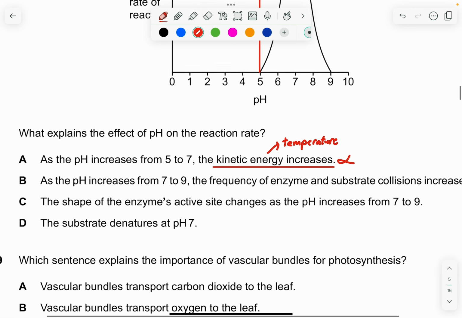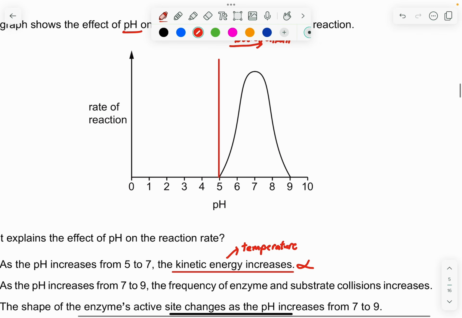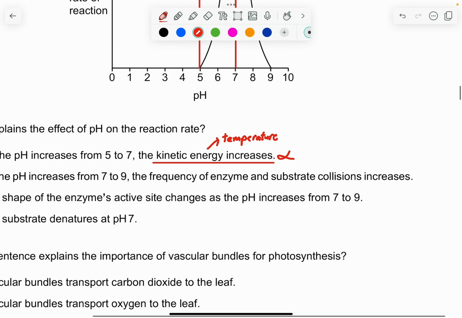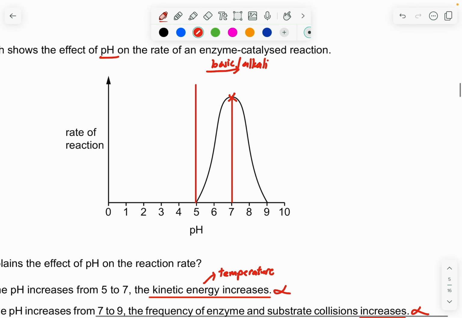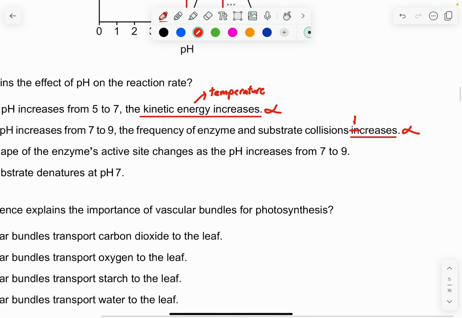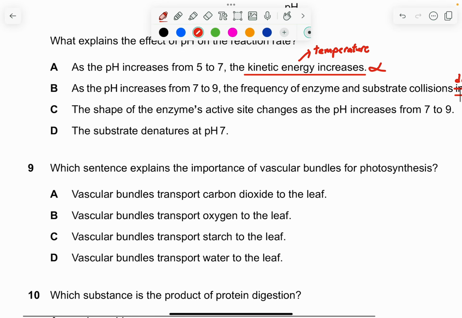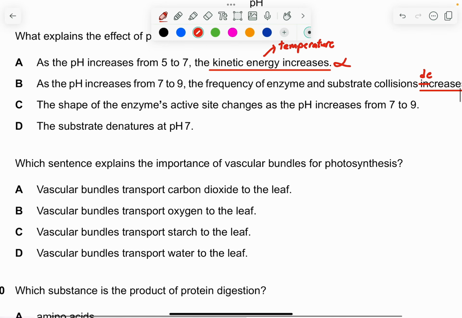Option B, as pH increases from 7 to 9, so you see 7 to 9 is basically here. This is the optimum, 7 is the optimum, but after 7 to 9, it says the frequency of enzyme and substrate collision increases. So this is wrong because you can see the rate of reaction is going downwards, so it's supposed to be decreases. And option C, the shape of the enzyme active site changes as the pH increases from 7 to 9.